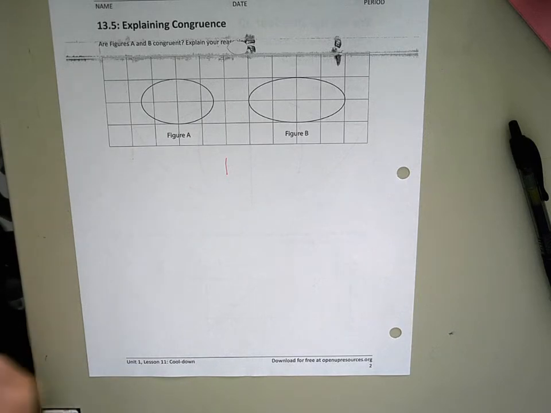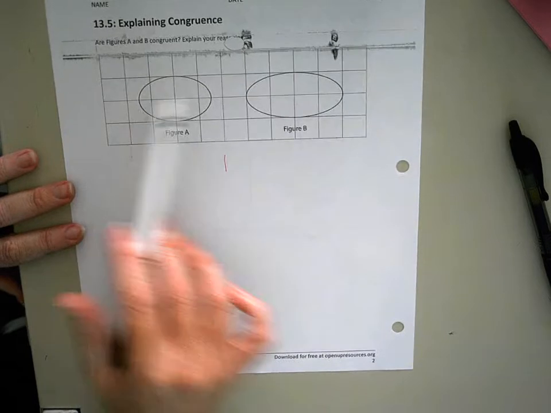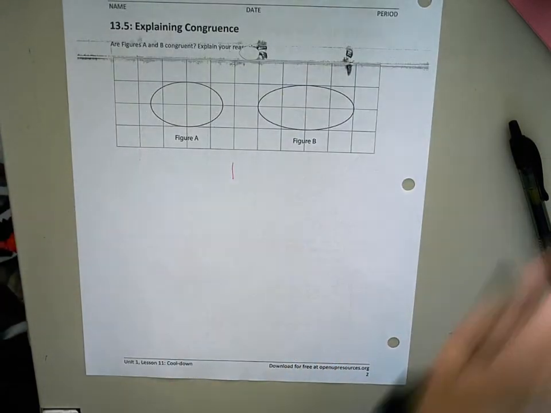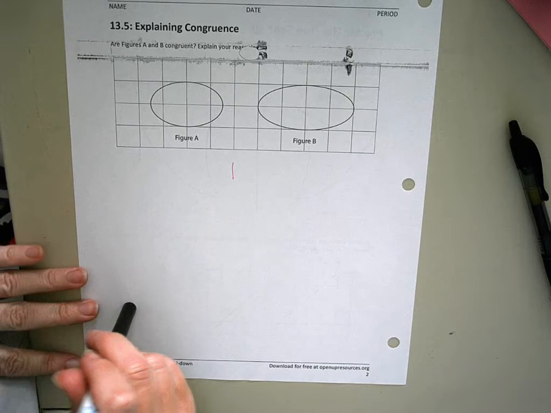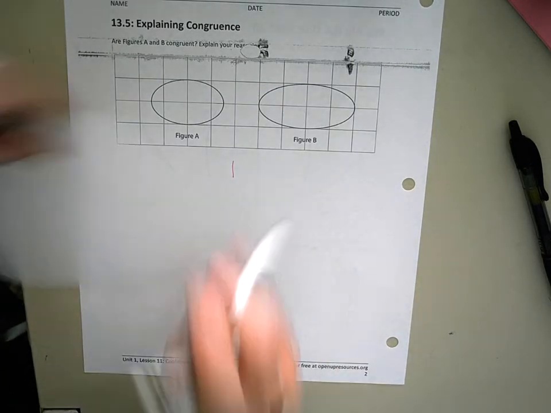So are figures A and B congruent, and explain your reasoning. We've been talking about congruence a lot this week and corresponding parts being congruent. These are not polygons because they are not straight-sided closed shapes, but they are still figures. Are they congruent? Which means, are they exactly the same? Well, probably just looking at it, you might be able to answer that question.